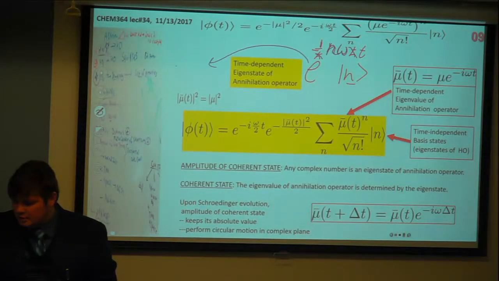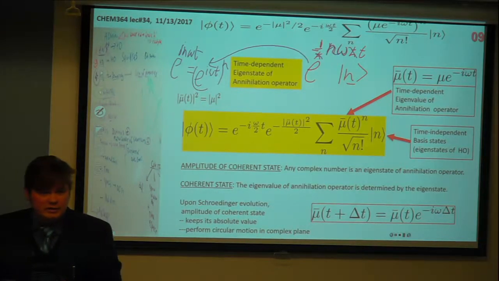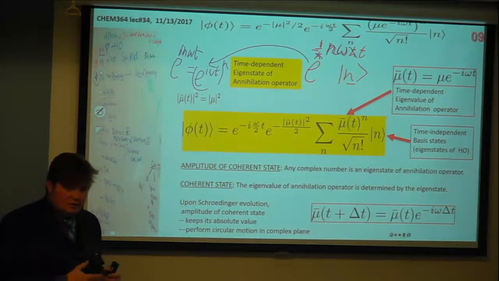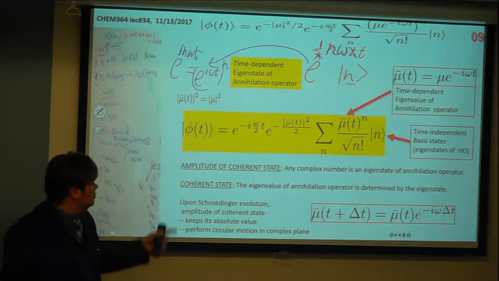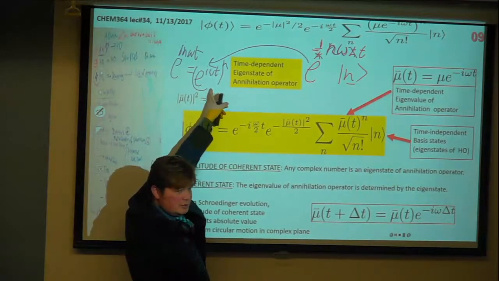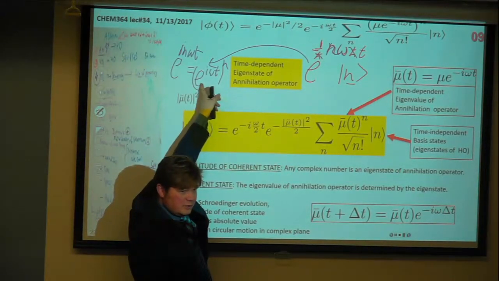But e to the power i omega t, to the power n, is the same as e to the power i omega t to the power n, just by the rule of multiplying exponentials. I don't know how to, naturally, right? You don't object to this step.